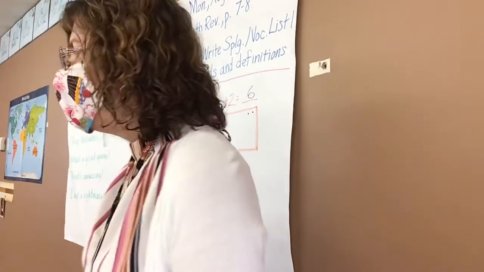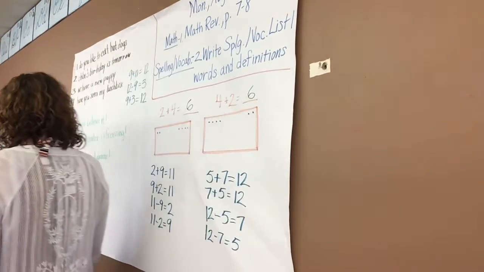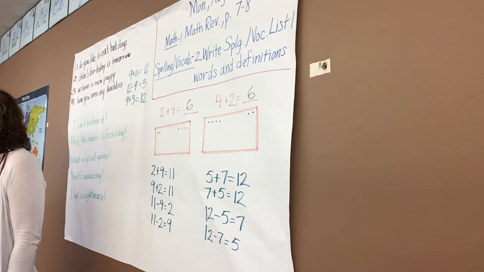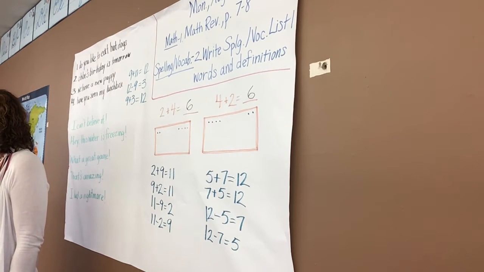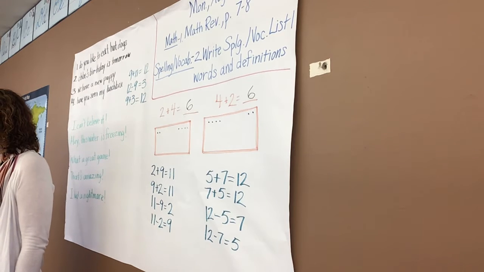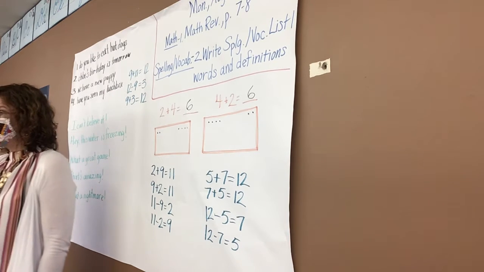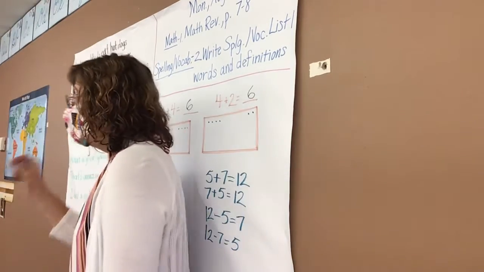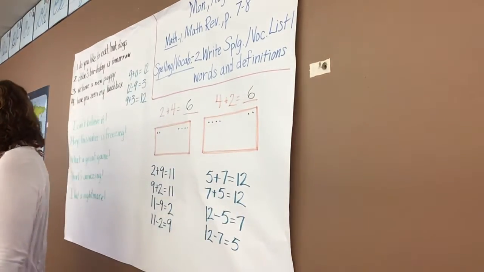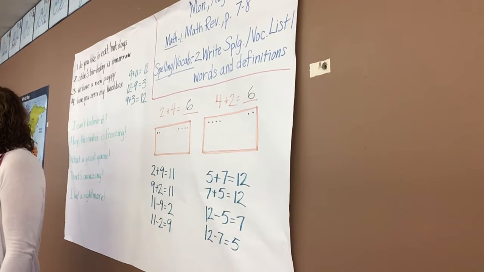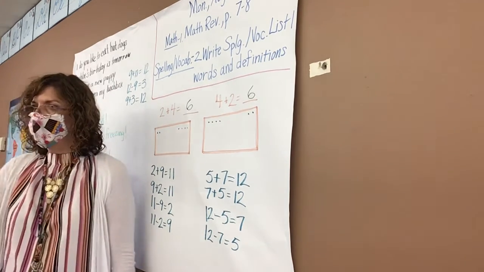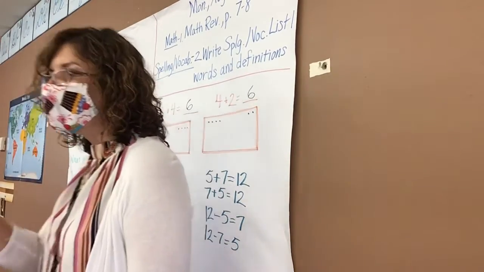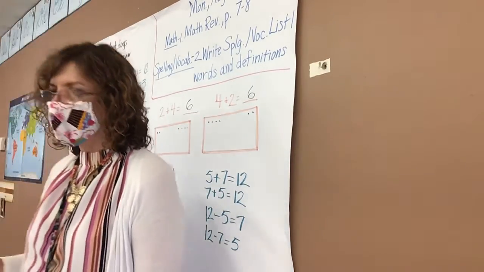So 6, 6, and 12, what do you write first? 6 plus 6. You need to say the equation, not just 6, 6. Say the equation, please. 6 plus 6 equals 12. You're not just telling me what you're writing in the blank, you're telling me what the equation is. All right, what's the other equation we need to write? 12 minus 6 equals 6.